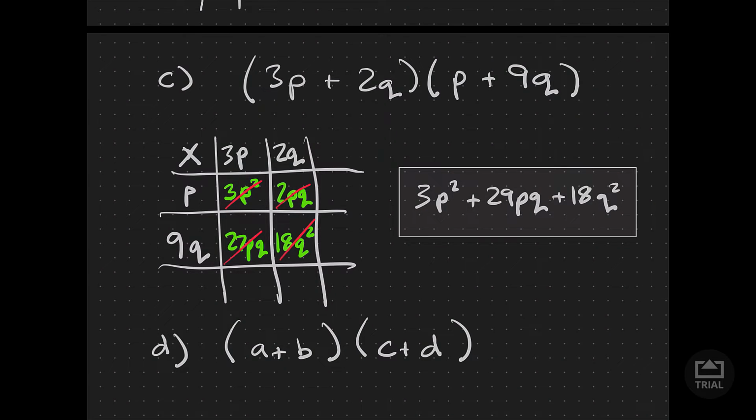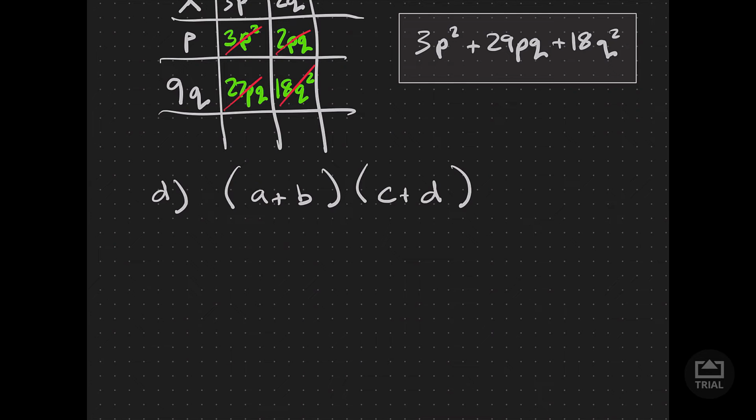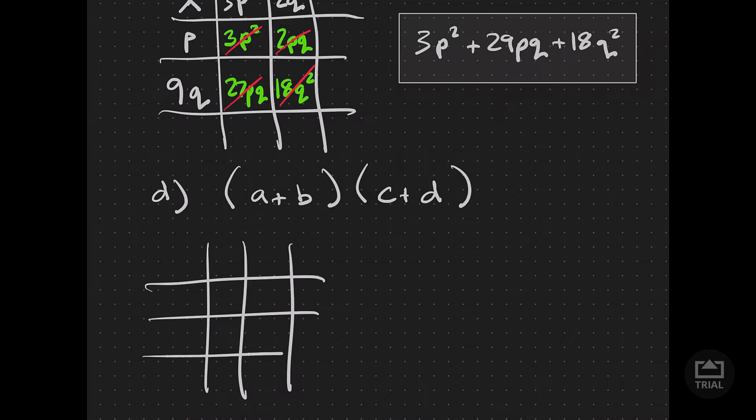Much happier. Okay, and the last one that we have here is just a plus b times c plus d. So again, we're just going to lay this thing out. 1, 2, 3, 1, 2, 3, multiplying a plus b times c plus d. And a times c is ac. C times b is going to be bc. D times a is going to be ad, and d times b is going to be bd.